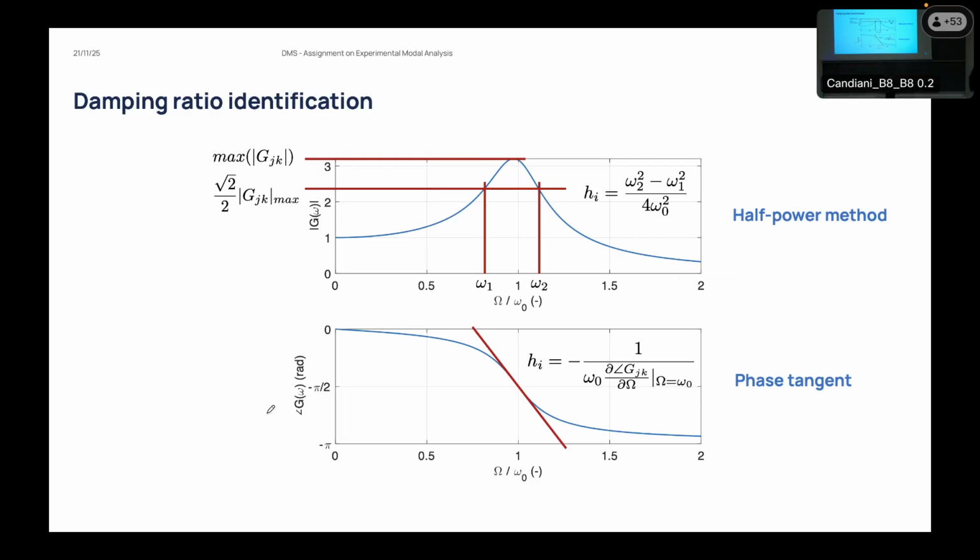Or if you look at the phase, the faster is the switch from minus pi to 0, so the more vertical it is, the branch in which you are crossing the pi over 2, the lower will be the damping. So by looking at the height of the peak through the so-called half power method, or by looking at the slope of the phase diagram by relying on the so-called phase derivative method, you can estimate the damping ratio you have for that specific mode.